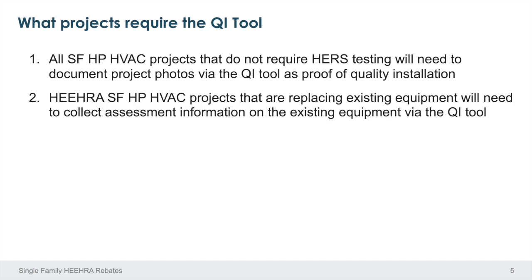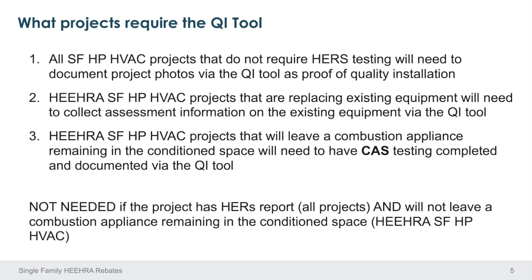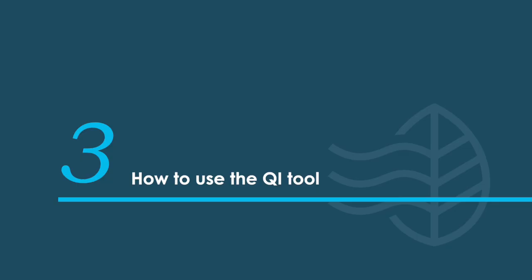Single-family HVAC projects that are replacing existing equipment will need to collect assessment information on the existing equipment via the QI tool. Single-family HVAC projects that will leave a combustion appliance remaining in the conditioned space will need to have CAS testing completed and documented via the QI tool. It's not needed if the project has a HERS report for all projects and will not leave a combustion appliance remaining in the conditioned space.